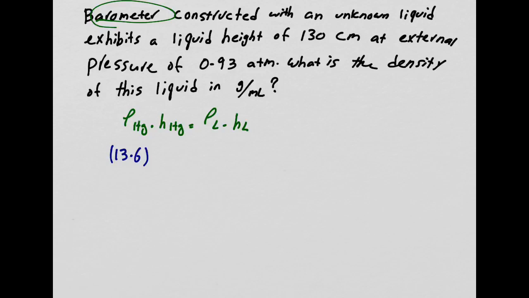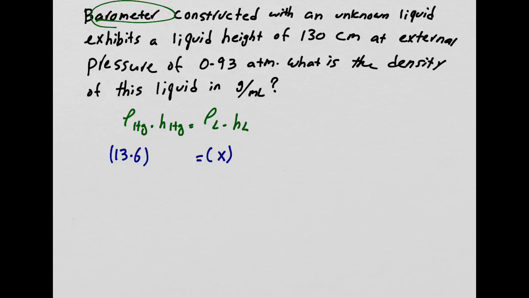Now, here they constructed a barometer with an unknown liquid and has a height of 130 centimeters at an external pressure of 0.93 atm. Okay. Now, they're asking what's the density of this liquid. So what I'm trying to figure out is the density of this liquid.